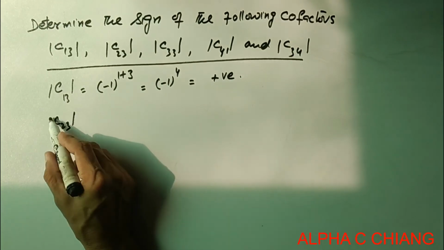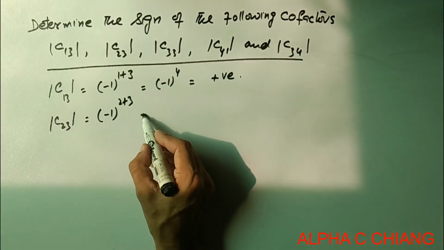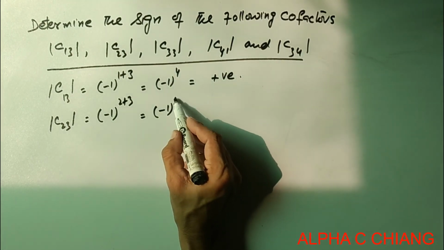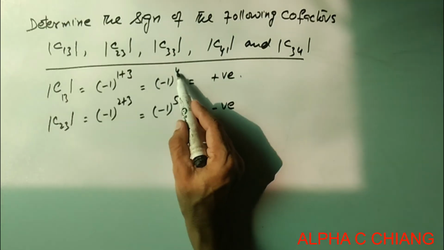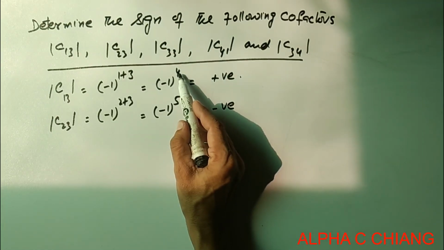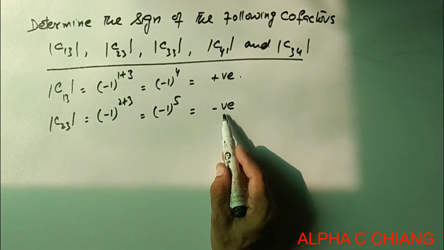C23. C23 means minus 1 raised power 2 plus 3. That is minus 1 raised power 5. So this will be negative. Because when the power is even, then the answer will be positive. When the power is odd, then the answer will be negative.